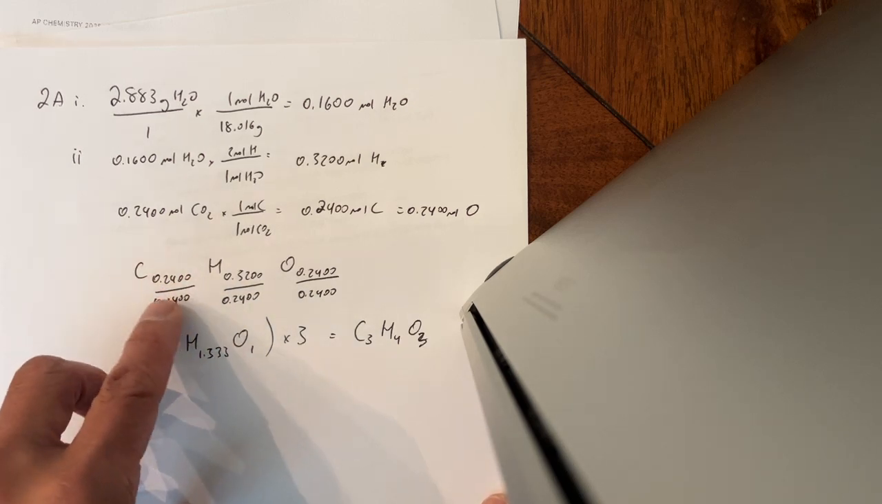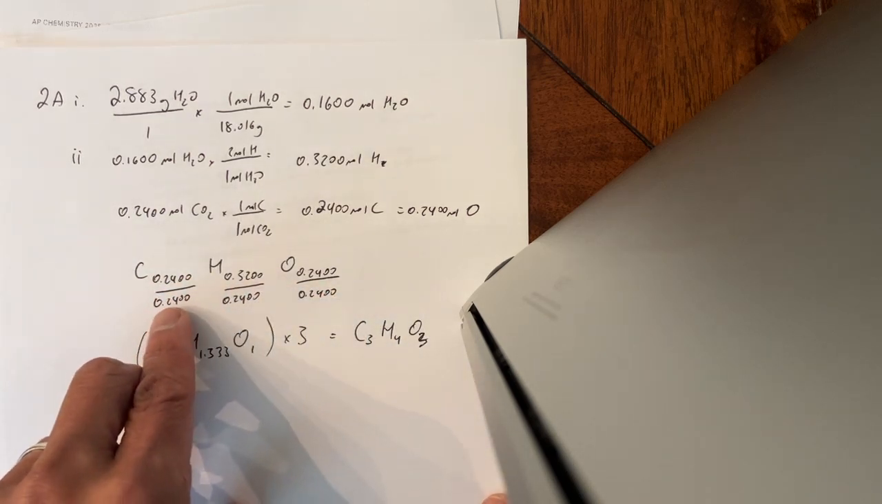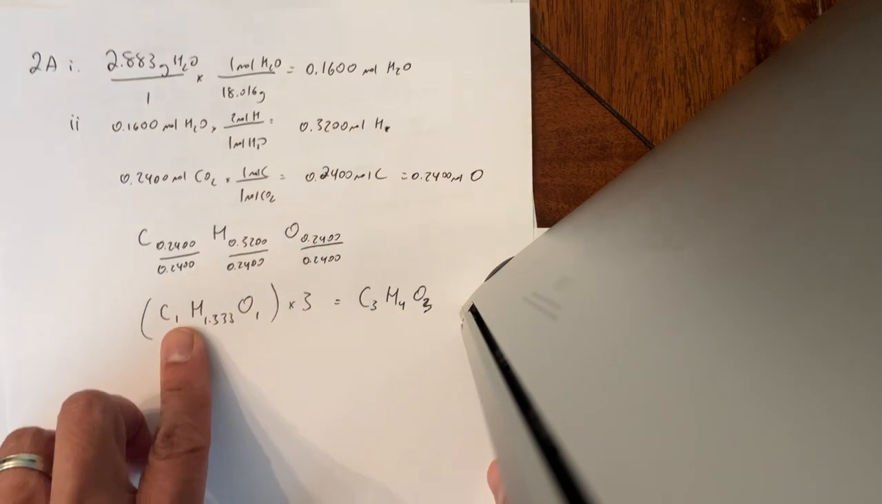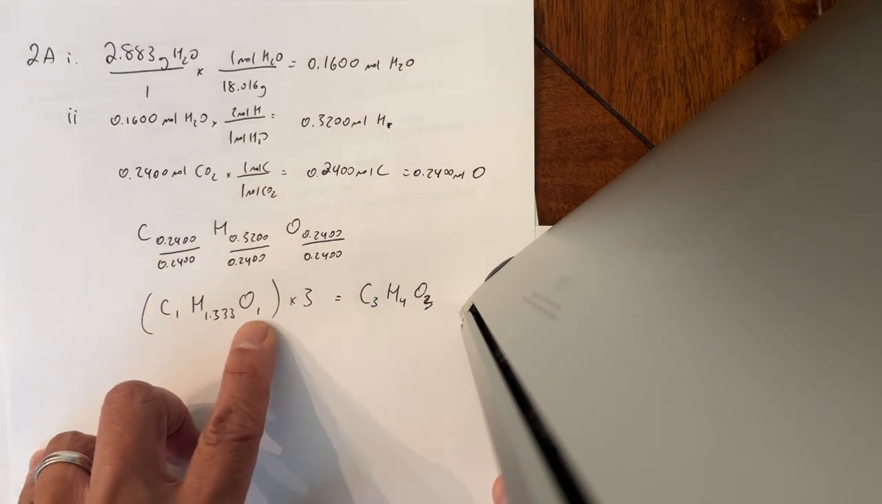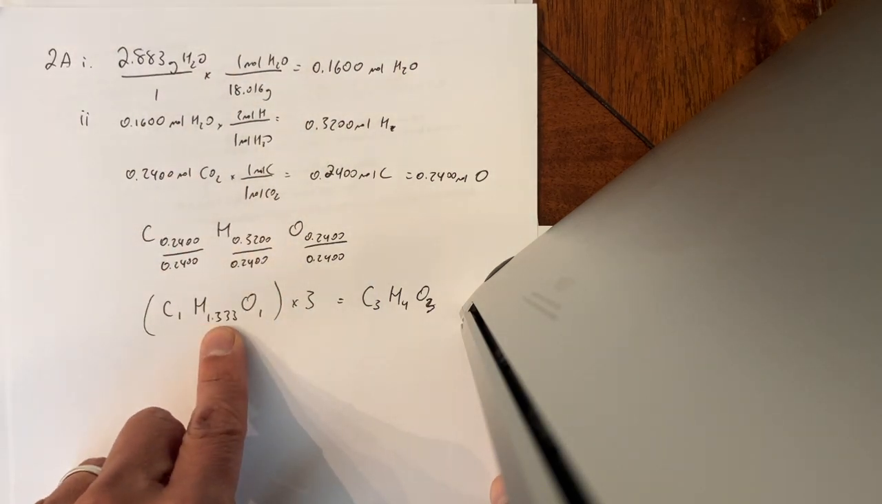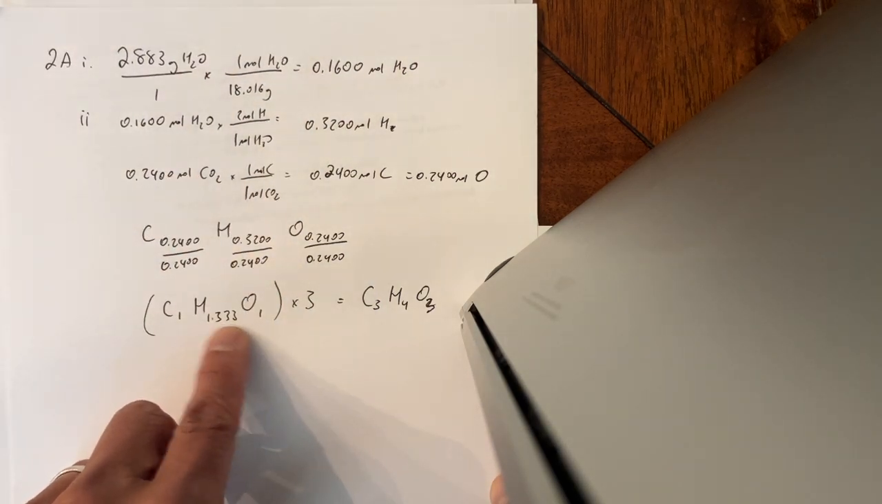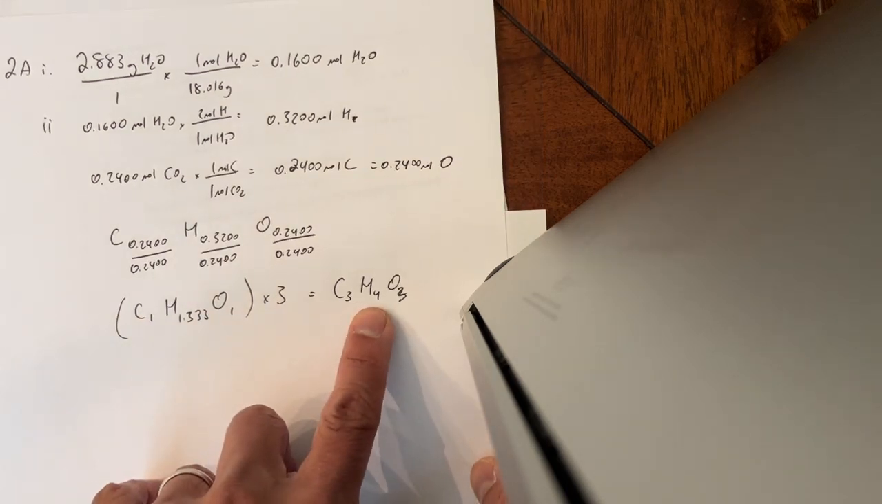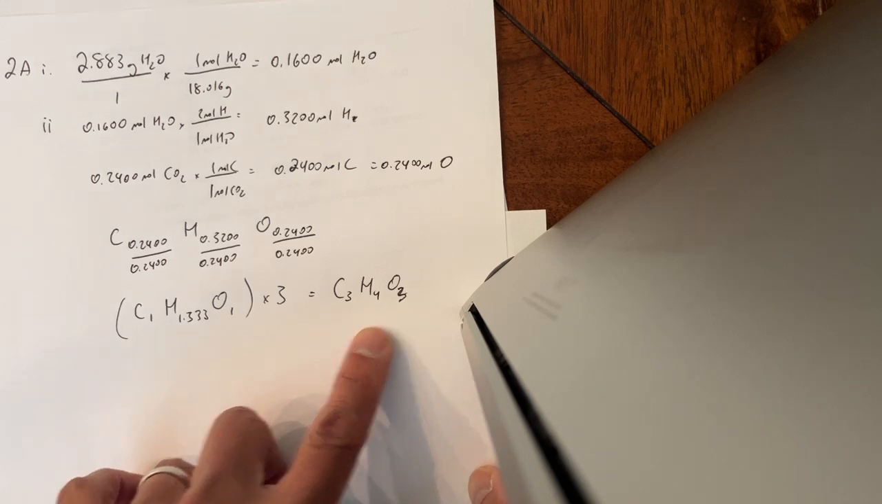And then you take all the values and divide by the smallest number, which is 0.24. So you get an empirical formula of C1, H1.33, O1, which we do not want, non-whole numbers. But since this is 0.333, we take that times 3. So the empirical formula should be C3H4O3. Okay.